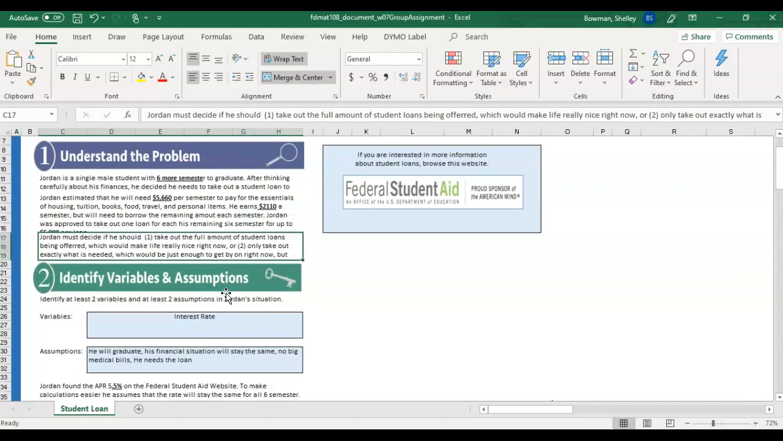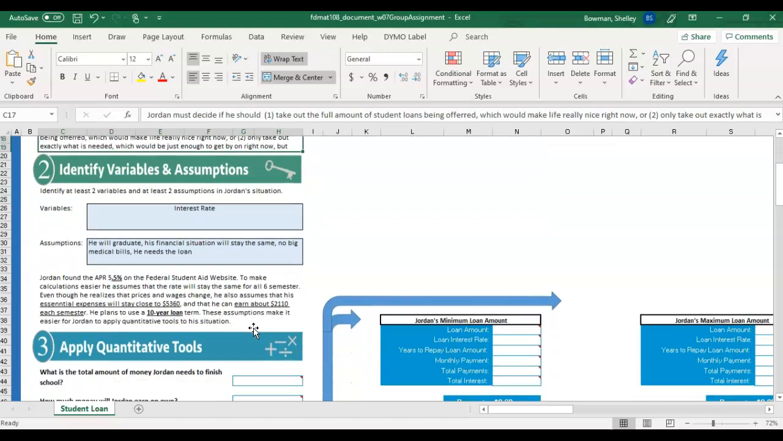So the first thing is to identify variables and assumptions. I'm only going to identify one variable so that you can brainstorm and think of some other things. And the variable that I'm putting down is interest rate, because that's something that can change according to where he gets his student loan and paying it back. The next one are a couple of assumptions, and I put a few down here. You can come up with any number of assumptions for yourself. One is that he actually is going to graduate and that he has made the decision that he does need this loan, and so forth. And again, you can also brainstorm some options.